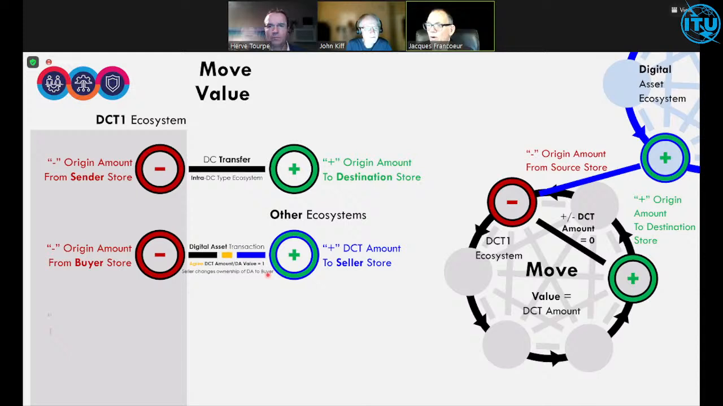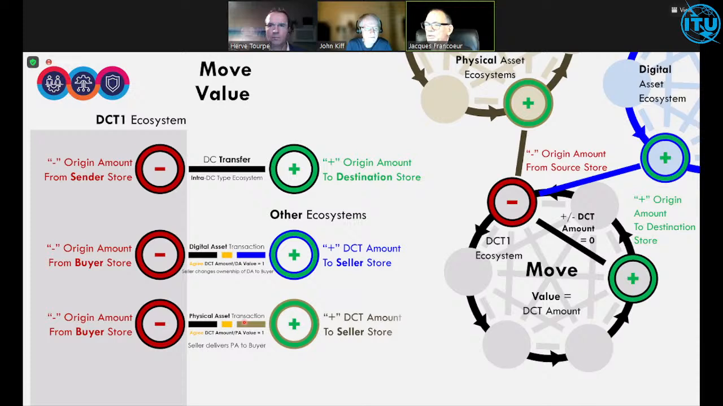Now I want to buy a physical asset in another ecosystem. And I'm taking the money out of my store. Here, I want to buy a physical asset. You get the same normalization function. Are you giving me what I'm asking? And then the money is deposited in the seller store, and then the seller delivers the physical asset to buyer. Now, if you're doing a pure exchange, then you're just taking an amount of money out.